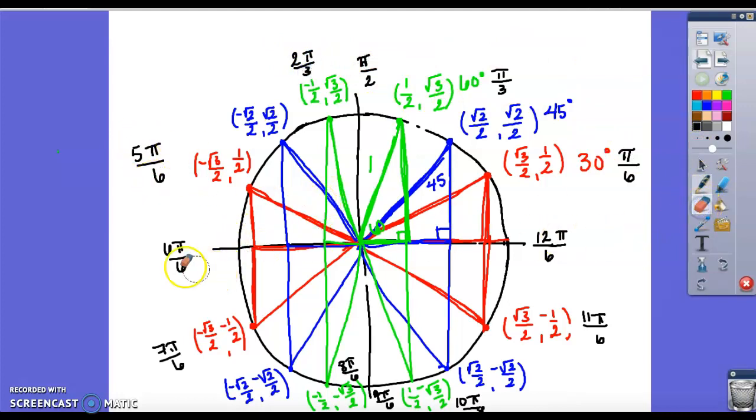6 pi over 6 just reduces to pi, which makes sense. I'll talk about that in just a second. 7 pi over 6 doesn't reduce. 8 pi over 6 reduces to 4 pi over 3. 9 pi over 6 reduces to 3 pi over 2. 10 pi over 6 reduces to 5 pi over 3.